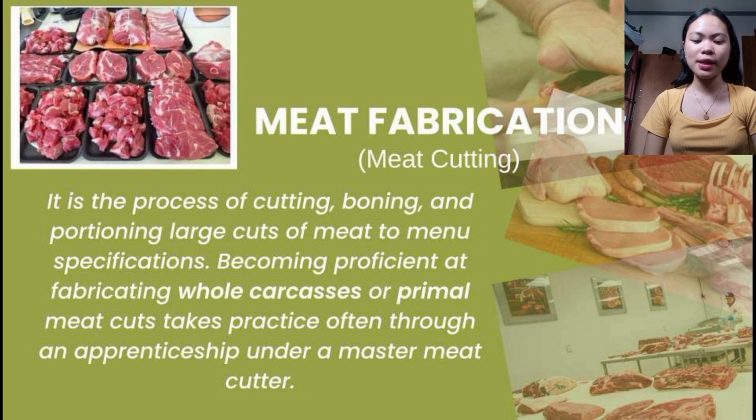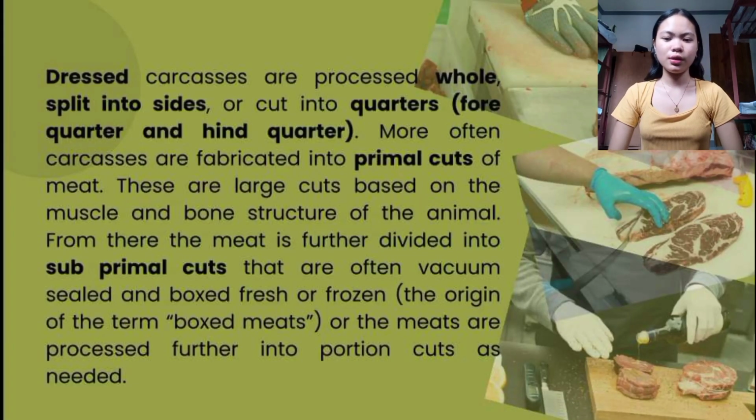The different muscles originating from the various parts of the animal's body have a different composition, so different cooking methods are recommended. The dressed carcass is the whole process split into the side or cut into quarters, fore and hind quarters. More often, carcass are fabricated into the primal cuts of meat.